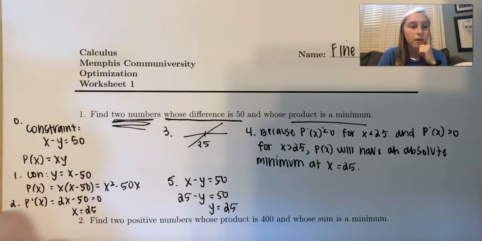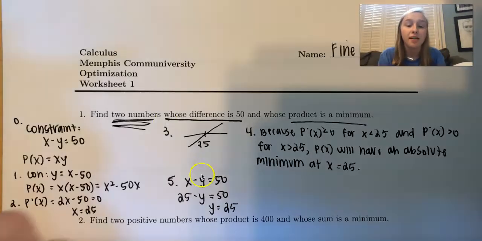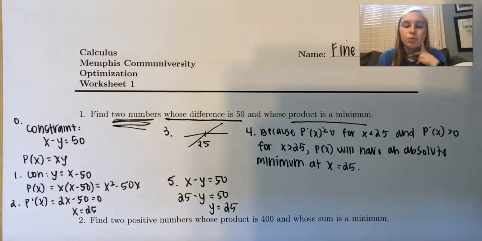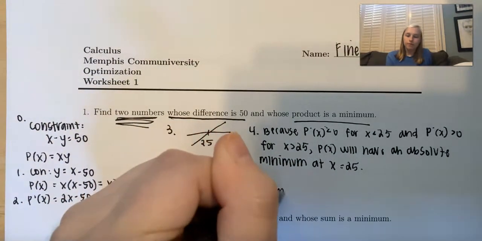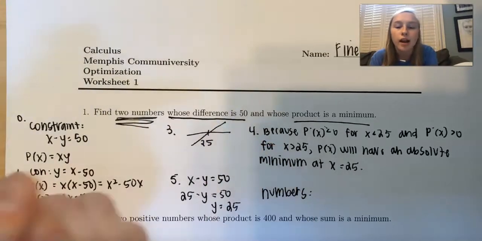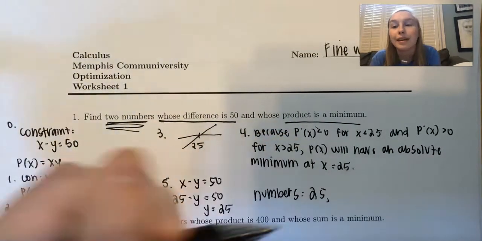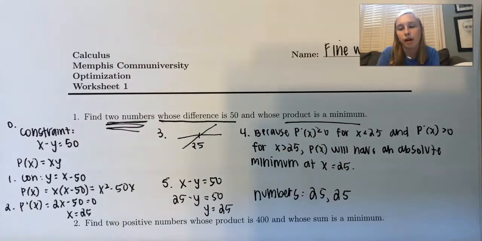Okay, sorry for the pause. As you can see, y does not actually equal 25, it equals negative 25. Sorry guys, I did not realize that when I was writing. So yeah, y equals negative 25. Excuse the writing. So anyway, the numbers that you're actually finding are 25 and negative 25. Once again, I just wrote 25, excuse that.